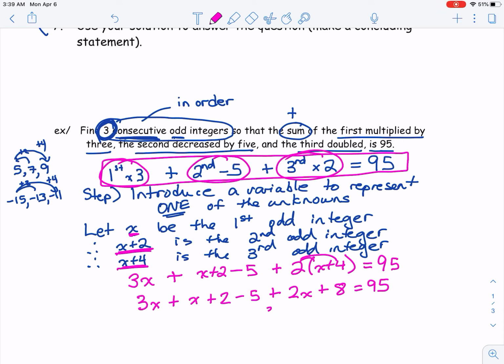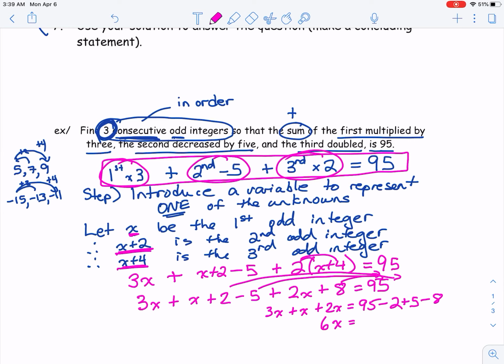So we've got 3x on the left, an x on the left, a 2x on the left. And then this 2 needs to go over to the other side. That's a minus 2. This minus 5 needs to go to the other side. That's a plus 5. And this 8 needs to go to the other side. That's a minus 8. So 3x plus 1x plus 2x, that's a total of 6 x's.